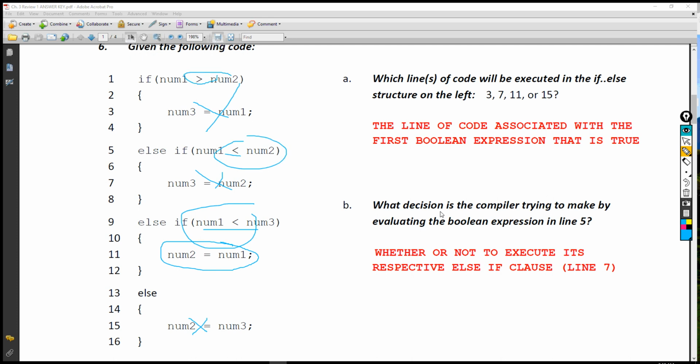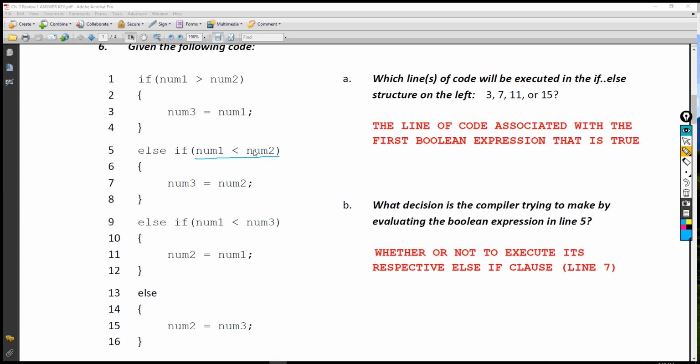All right. Now, what decision is the compiler trying to make by evaluating the Boolean expression in line 5? So, if it's evaluating this one, it's trying to decide, or it's not deciding, it's evaluating whether this is true or false.